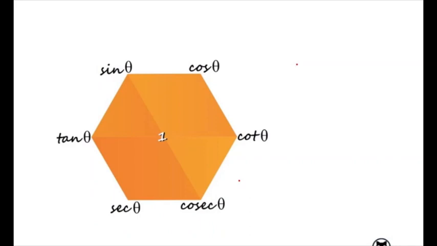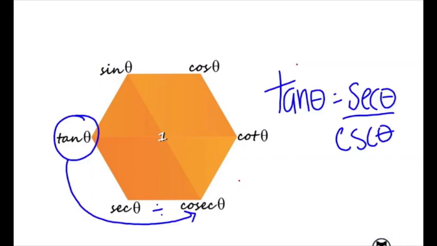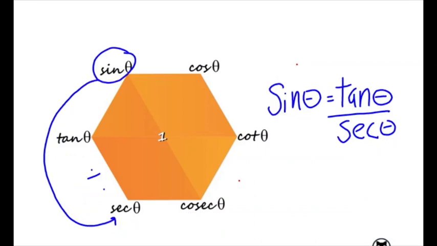But what happens if we go counterclockwise? Well, the same principle applies. Starting from tangent again, but this time going anticlockwise, we can see that secant over cosecant equals tangent. Similar to going clockwise, this holds true throughout the hexagon as we go anticlockwise.